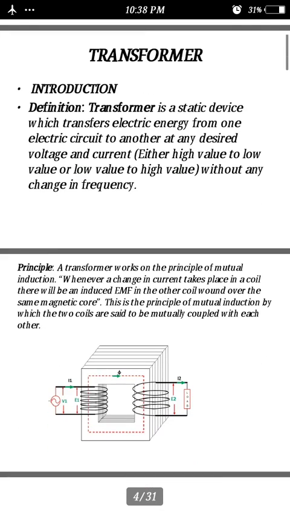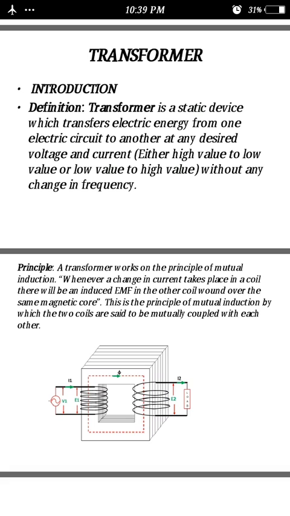Then the working principle of transformer is mutual inductance. Whenever a change in current takes place in a coil, there will be an induced EMF in the other coil wound over the same magnetic core. So we are going to give the supply, that is input supply, to the primary coil alone. So in the primary coil, the EMF will be induced, that is the electromotive force gets induced.